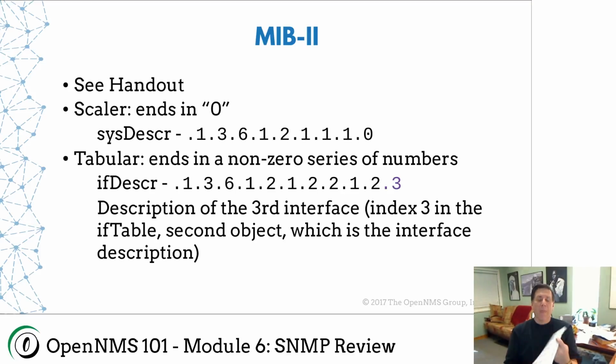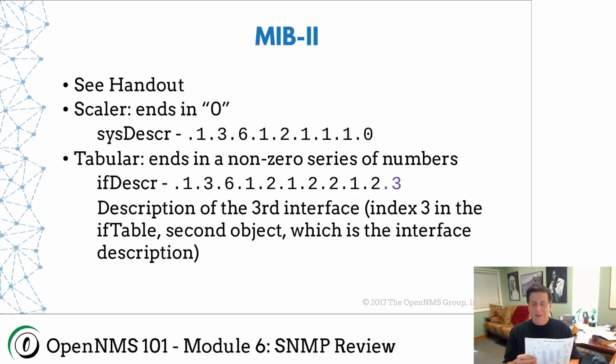Now, there are two main types of data. There are scalars. These are things that will actually end in a .0. These are things that exist only once in your MIB. So the system description, what am I looking at? It is a Windows server, or it is a Cisco router. It's not both. I can't have multiple system descriptions. It is something. Even if it was a combo device, even if it was a Checkpoint firewall running on Windows, that would be the description.